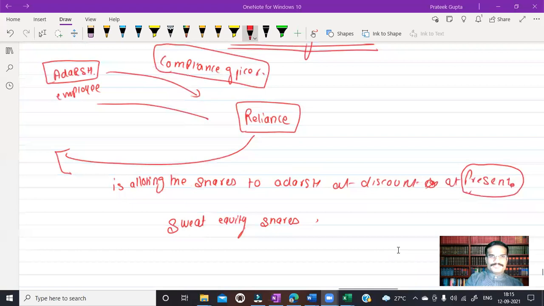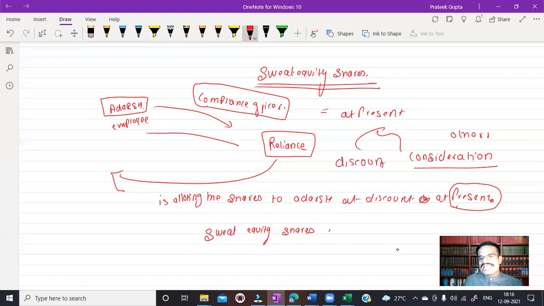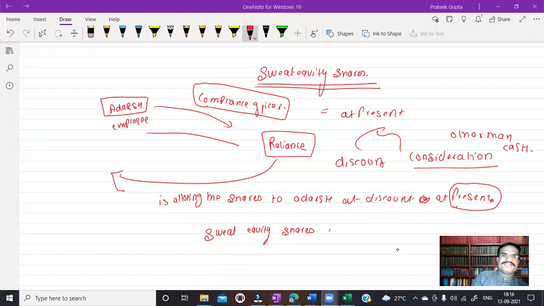Sir, at present your shares will be allotted, and there may be two cases. Either they are issued at a discount, beta, or for consideration other than cash. It means Reliance company is not taking anything from you. Reliance company is taking your brain, your intellect, your sweat, your hard work. That's the concept of consideration other than cash. So two things are possible in the case of sweat equity shares, beta.